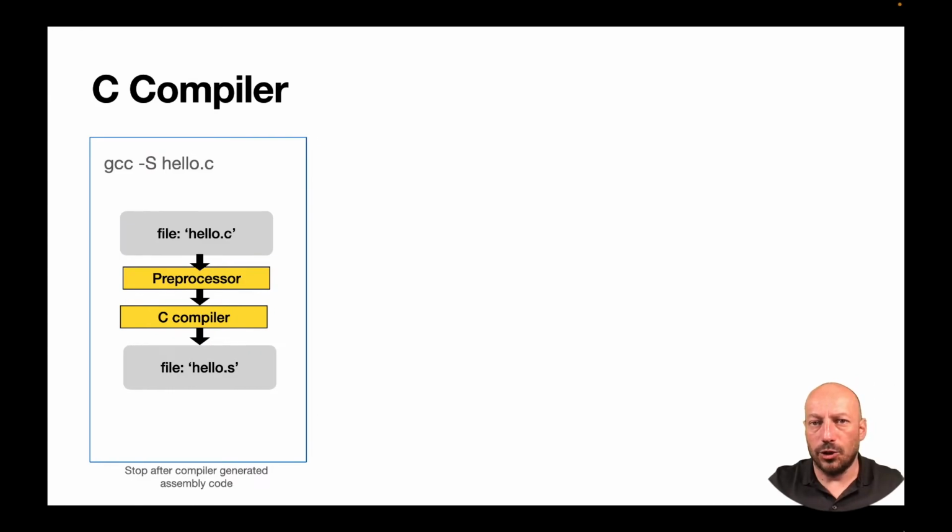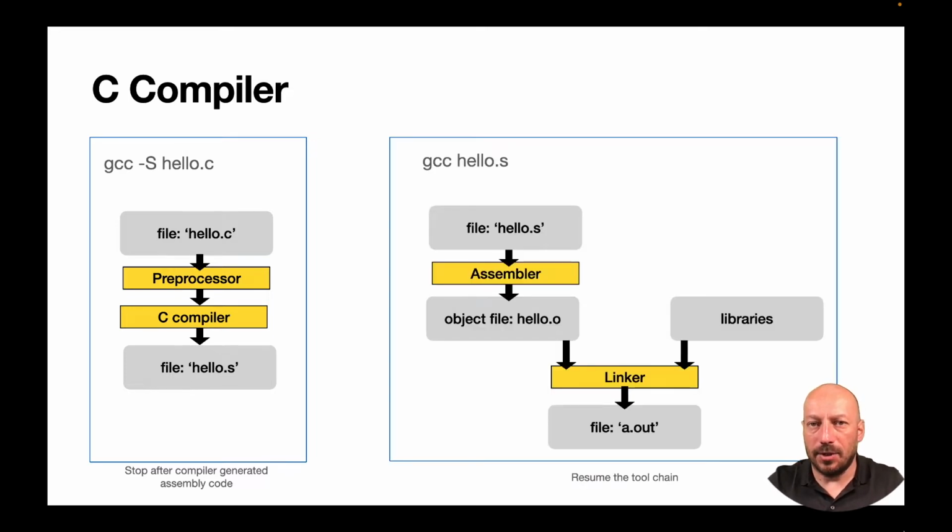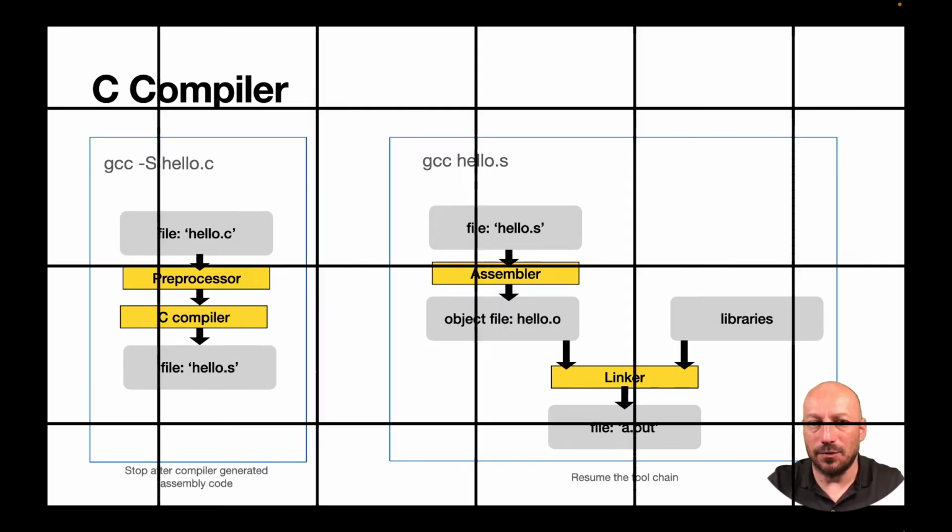You can stop the toolchain after the compiler generated some assembly code. I will show you that in the terminal, and I will play around with this assembly code and also show you how you can resume the toolchain with this assembly code. So if you use GCC together with an assembly file, then it automatically begins the toolchain with the assembler. So GCC assumes that this extension .s is only used for assembly code and not for C code.